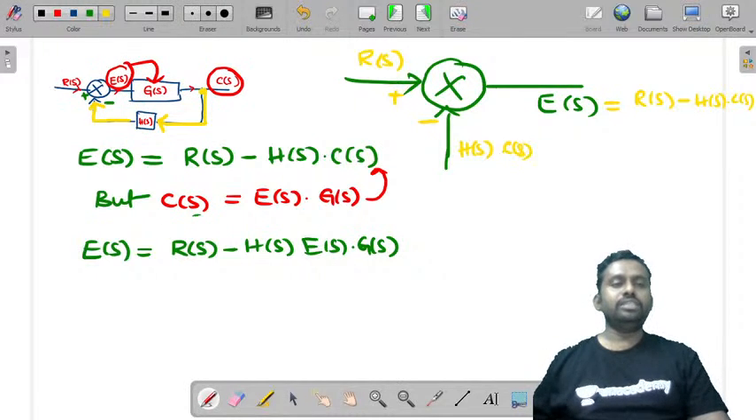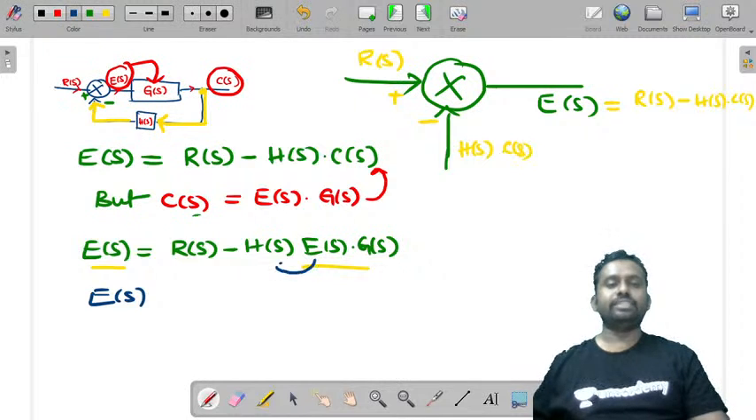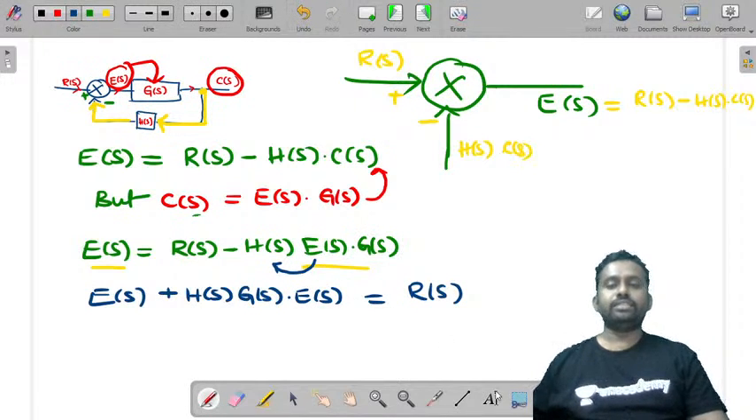Now because these two terms, this and this, have E of S, and we need to find that E of S, I'm taking this term to the left hand side. So E of S plus H of S into G of S into E of S is equal to R of S. I'll take this to the next slide.